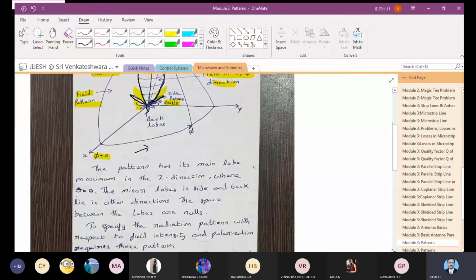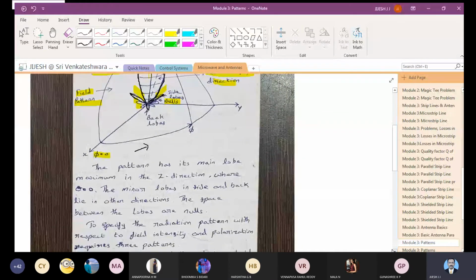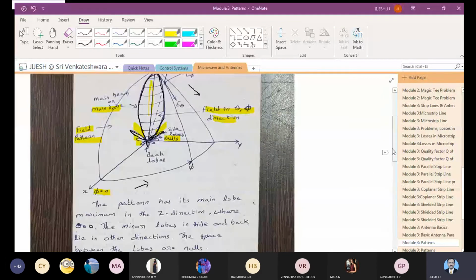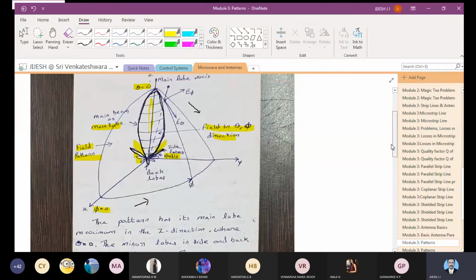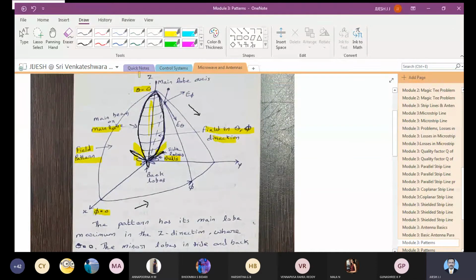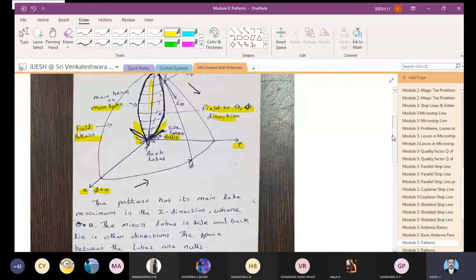So this few theory, whatever I had explained, you can note down that as well. So the pattern has its main lobe maximum in the z direction. So that is what you can see here. The maximum of the pattern is available in the z direction. This is the z direction, this is y, and this is x direction. So the pattern has the main lobe maximum in the z direction, and where theta is equal to 0.